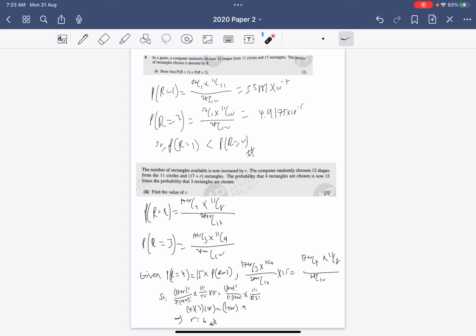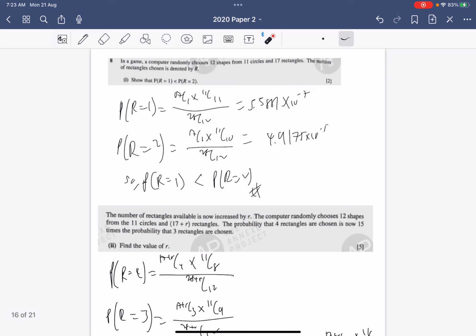Hi, in this video, I'll be going through the H2 Mathematics 2020 paper 2, and this question 8 is a combinatorics question mixed with a bit of probability. A computer randomly chooses 12 shapes from 11 circles and 17 rectangles. We assume that these circles and rectangles are different, and the number of rectangles chosen is r. Show that the probability r equals 1 is less than r equals 2.